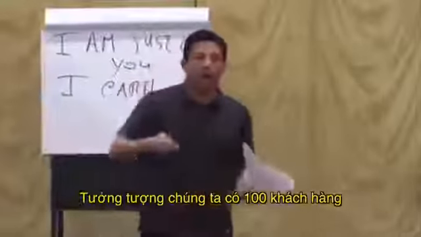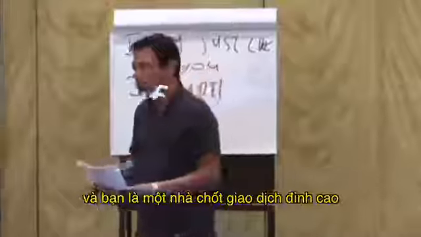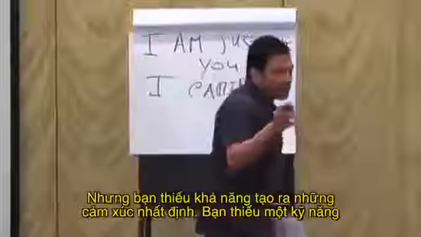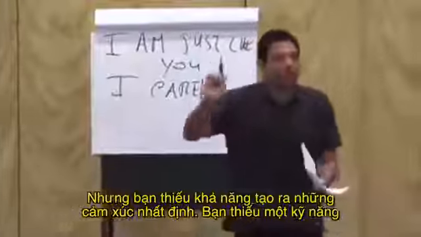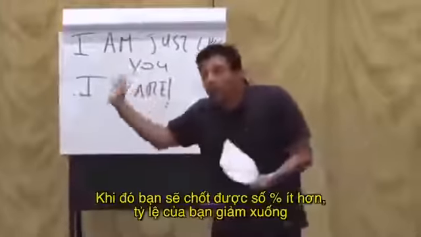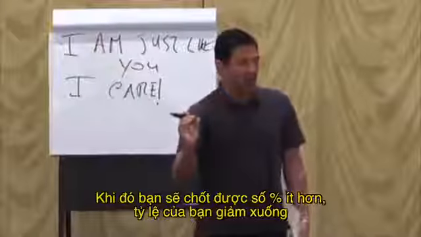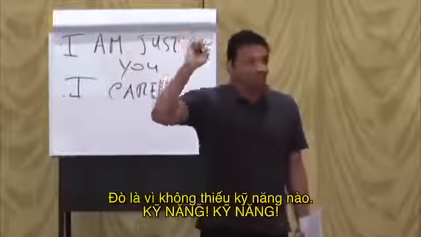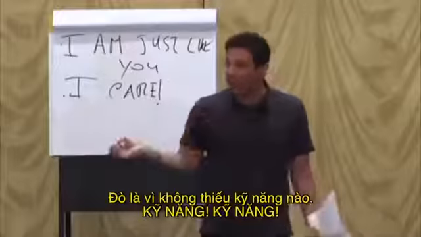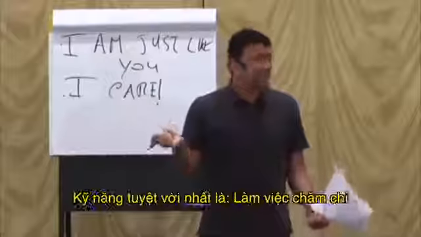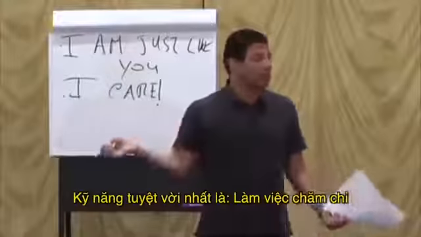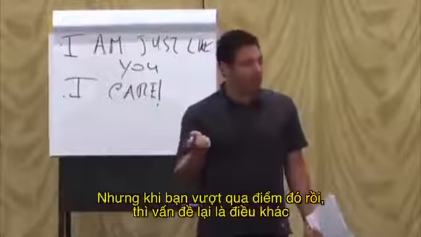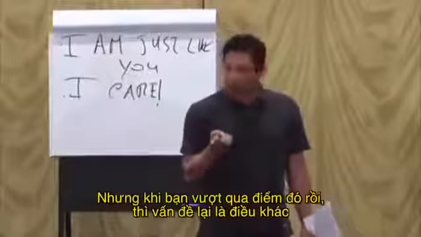Imagine this is a pie chart, there's 100 buyers, right? And you're a great closer, but you lack the ability to create a certain emotion in a certain group of people. You lack one skill. So all that means is you're going to close a few less people. Your percentage goes down. That's the way it is. There's a reason why some people close at the highest level. It's because they don't lack the skill sets. It's skill. It's not accident. And the greatest skill of all is what? Hard work. The number of calls you make. But when it gets past that point, it's all about these nuances, the fine ones.